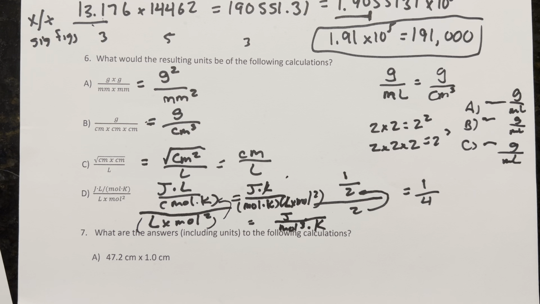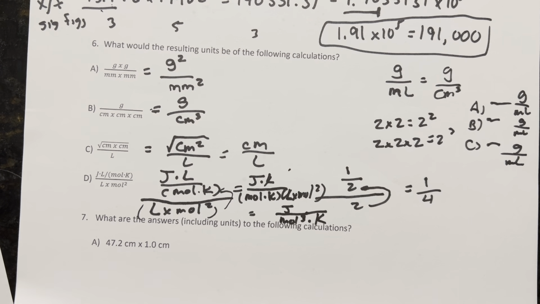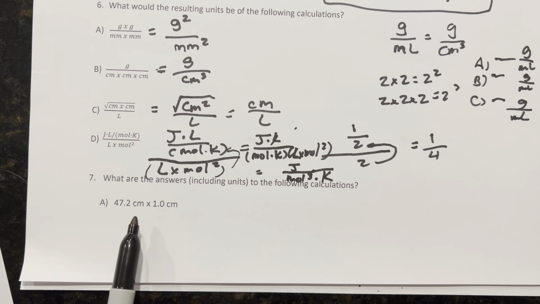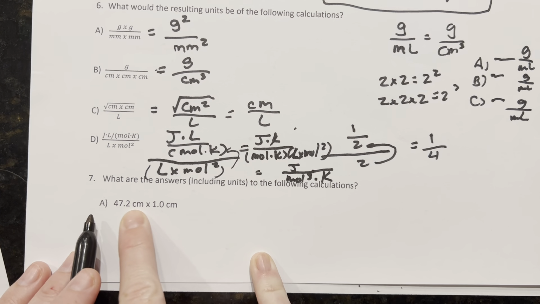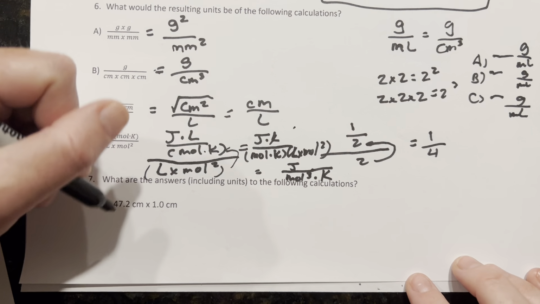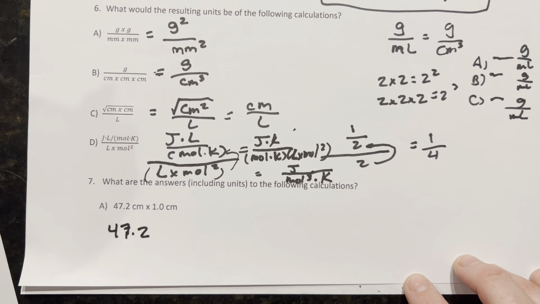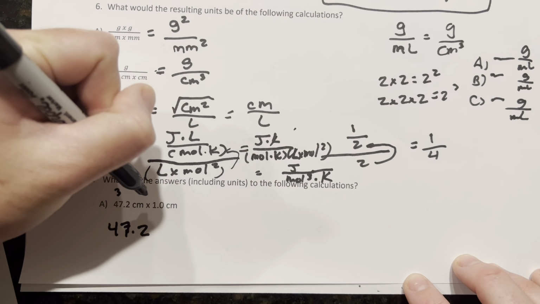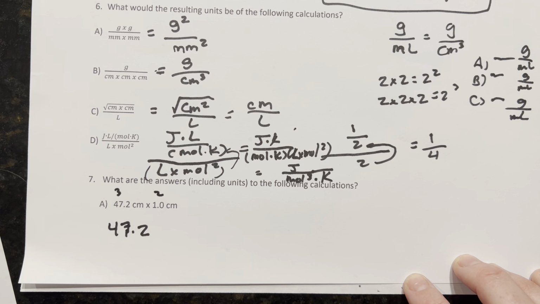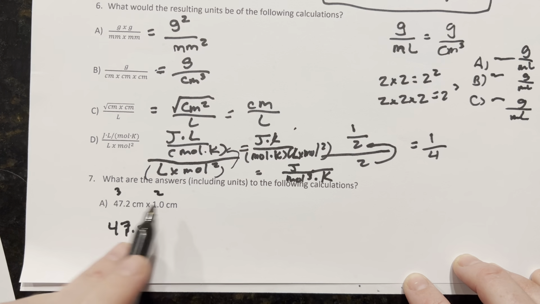Alrighty. Now we're moving on to the last part, which says, what are the answers, including units, to the following calculations? So now we're working with measurements that actually have units written. That's when we know for sure that sig figs are going to be important. So 47.2 times 1.0 would give us 47.2, but we know about sig figs now, right? We know that this has 3 and this has 2, so it's not 47.2, the answer is actually 47.